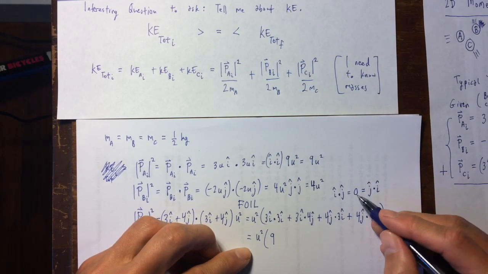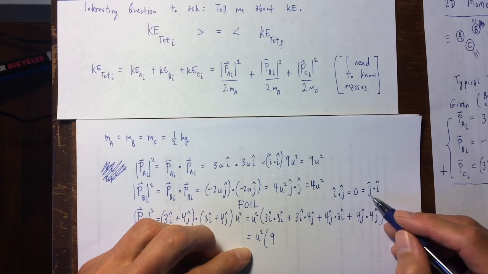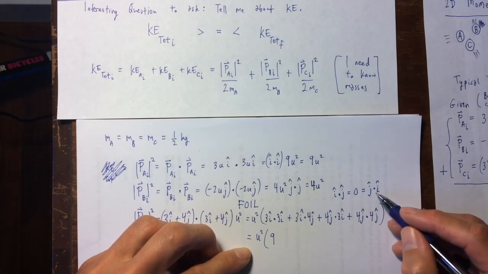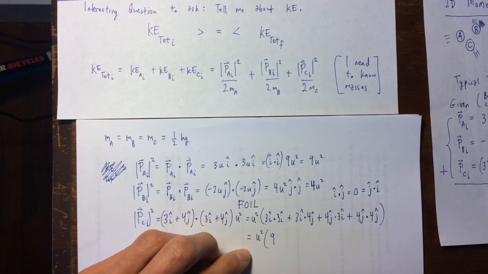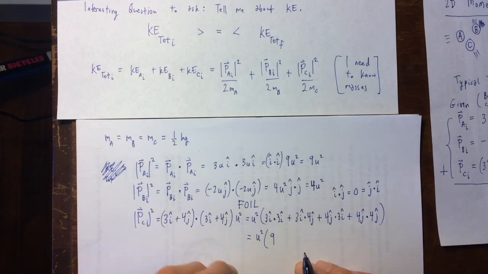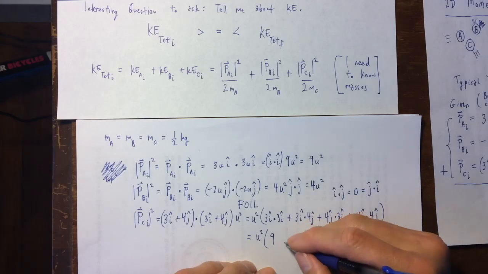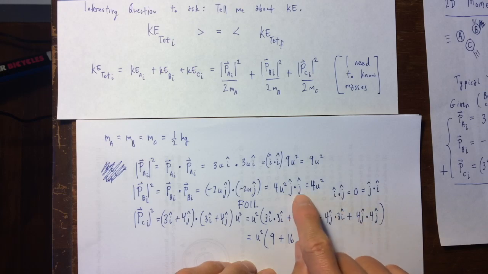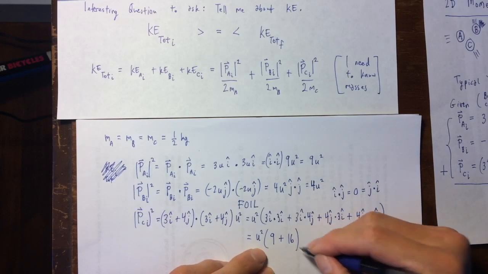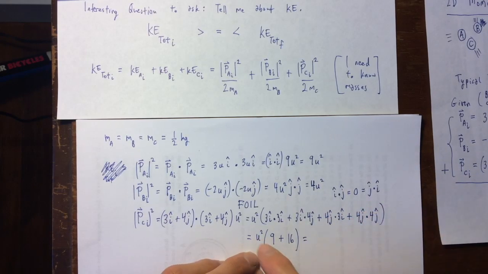j dot i is also 0, and it's because these two vectors are perpendicular. The dot product of perpendicular vectors is always 0. You don't have to calculate anything. You just recognize them as perpendicular. So these are zeros in the middle, and then this is 16 j hat dot j hat, but j hat dot j hat is 1. Excuse me. So this is 25u squared.